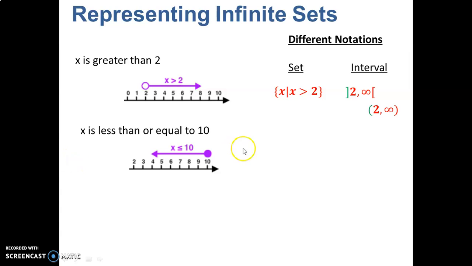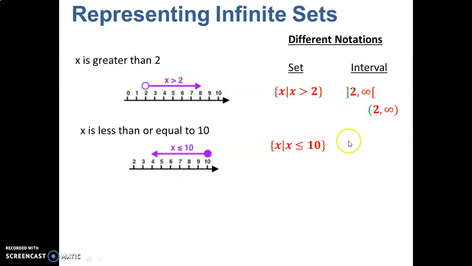and that arrow would go all the way to negative infinity. So let's represent this in set notation like this. {x | x ≤ 10}. X such that, so again, all values of x given this condition that x must be less than or equal to 10. So those are the values of x possible in this set.